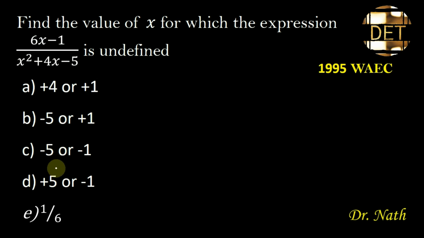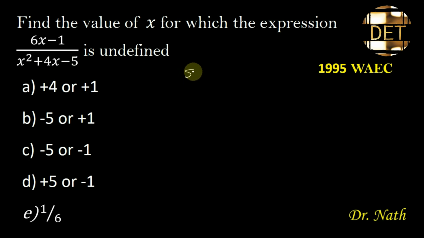These are the options. So, like what I said before, for any expression to be undefined, its denominator must be equal to 0. So for this expression to be undefined, the denominator, which is x squared plus 4x minus 5, must be equal to 0.